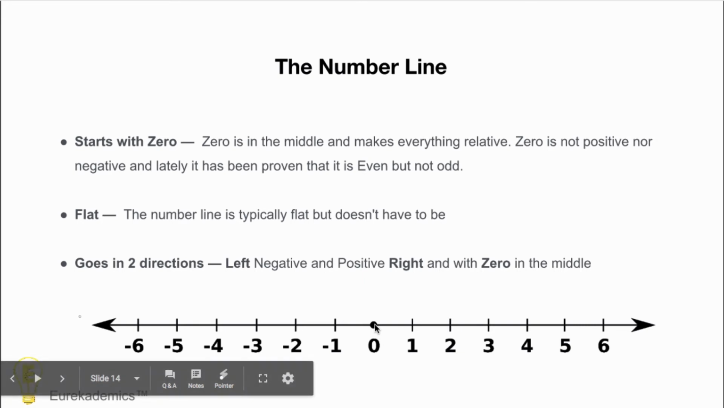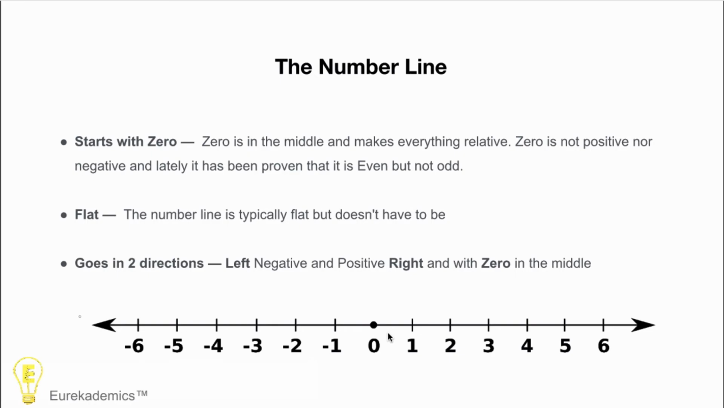Now, we start at 0 and let's go ahead and count up. 1, 2, 3, 4, 5, 6. We can count backwards: -1, -2, -3, -4, -5, -6. That's the number line. So far I've taught you the digits, and now we've put them together on a number line.